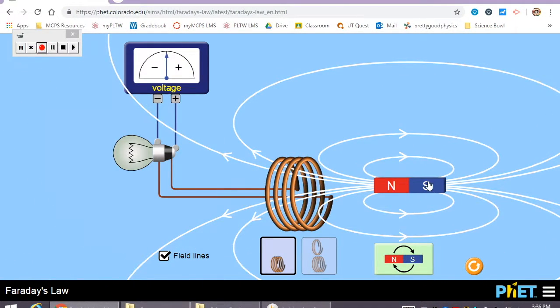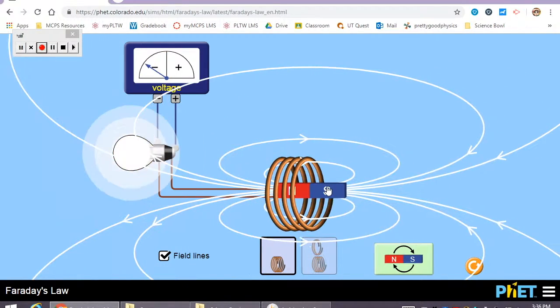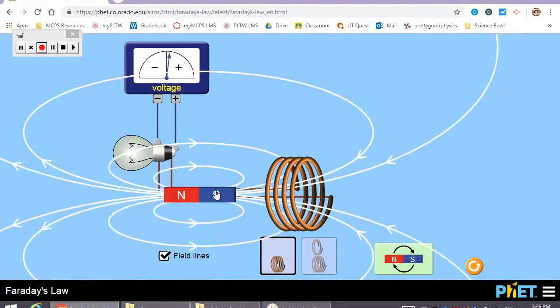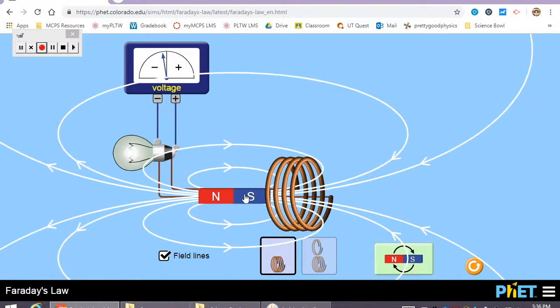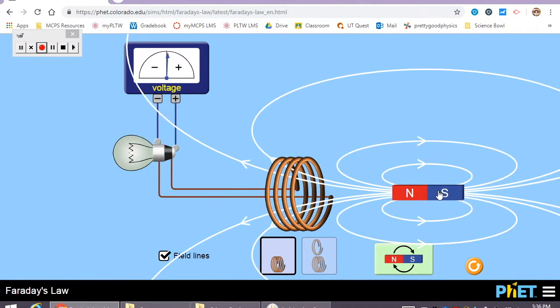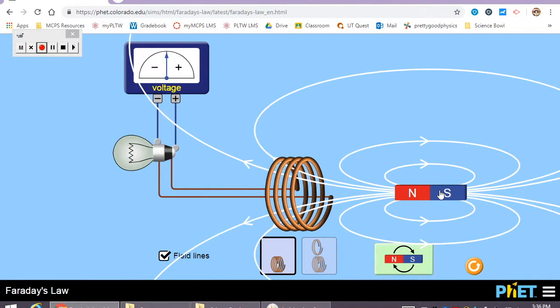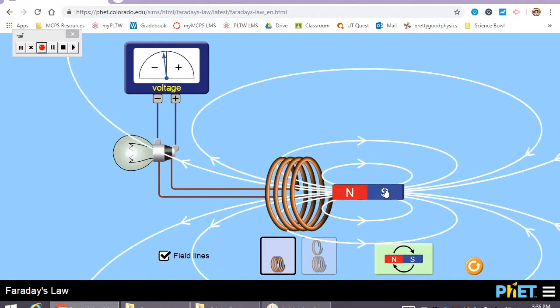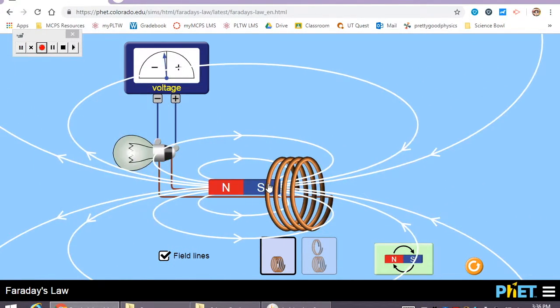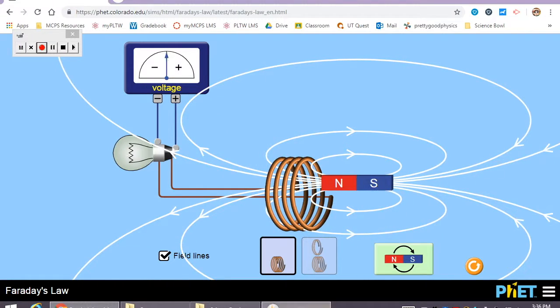You'll also notice as I put the north end in, my voltage goes negative, then positive on the way out. If I go back the other way, I get negative, then positive on the way back out. So clearly something interesting is happening here, and it only happens when I'm moving.